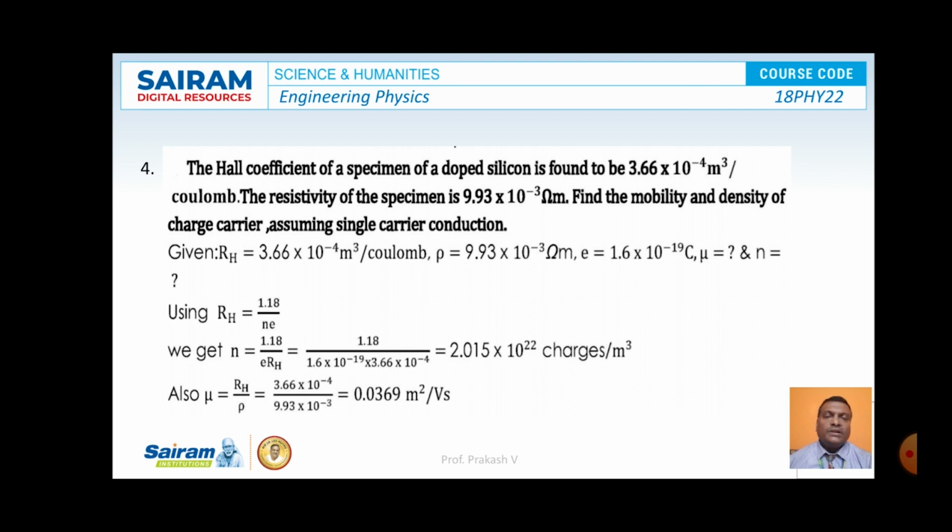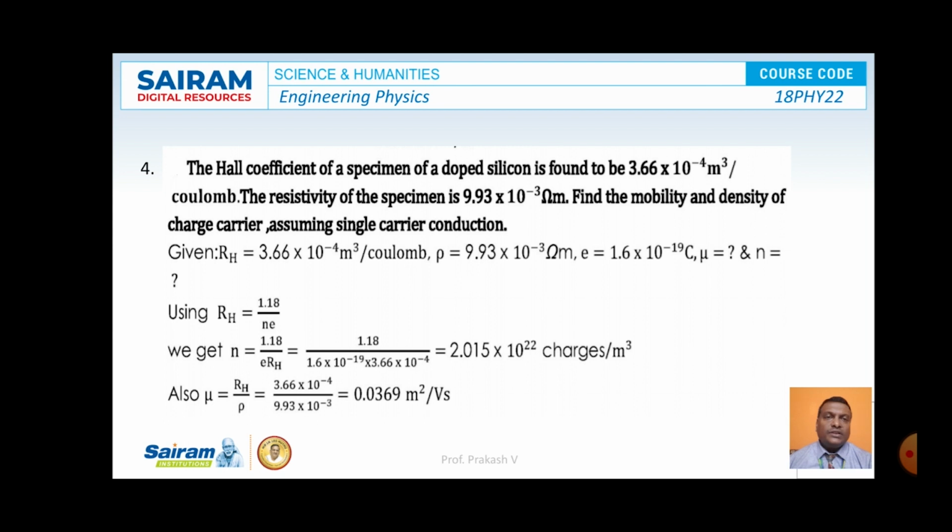So we know that the Hall coefficient RH is equal to 1.18 by Ne. Therefore, Ne is given by 1.18 by e into RH. Substitute the values of e and RH here. Then on simplification, the value of n is equal to 2.015 × 10^22 charges per meter cube. And the mobility mu is given by RH by rho.